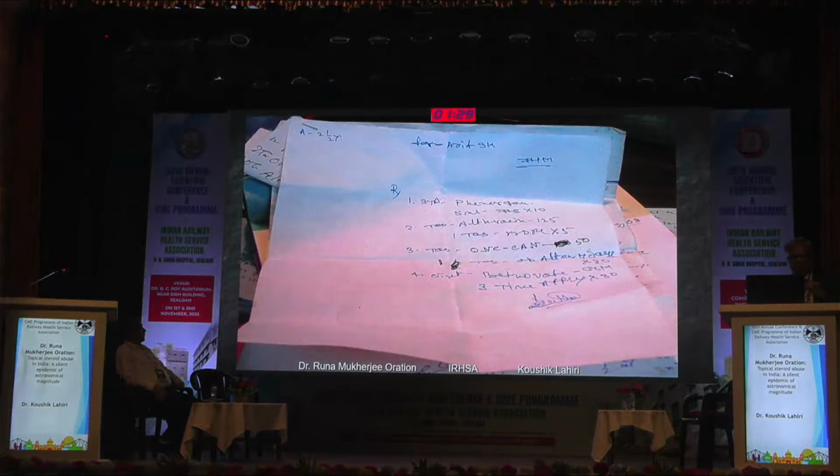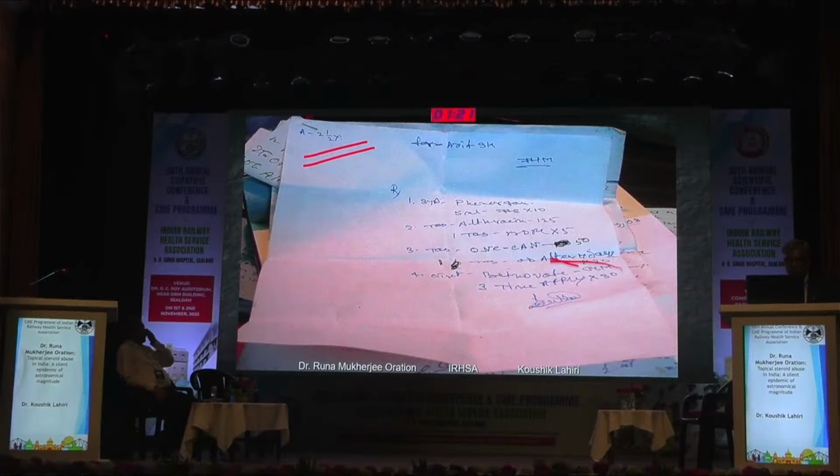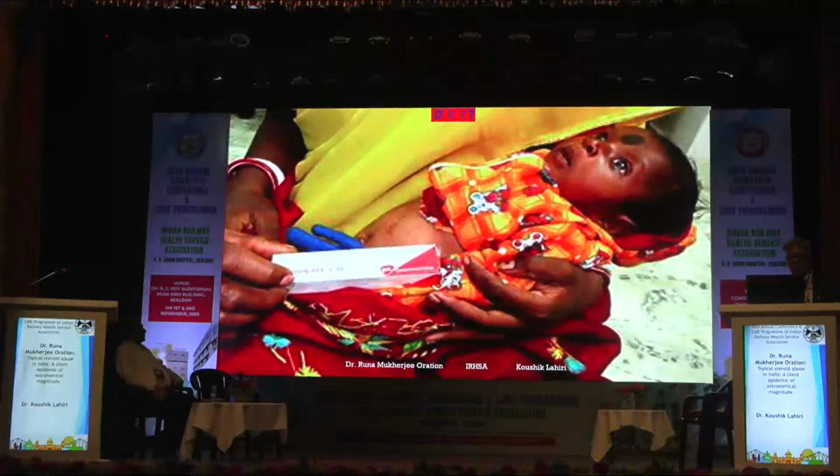This is a 2.5-year-old kid, and he was prescribed Betnovet GM three times daily for 30 days. Look at the eyes of this unfortunate child applying Betnovet GM. When I asked the mother why she was applying it, she said, it's a girl child, she has to be married off, sir.